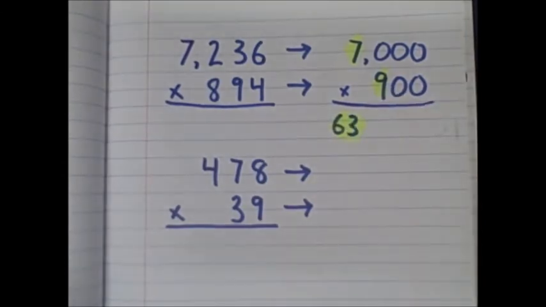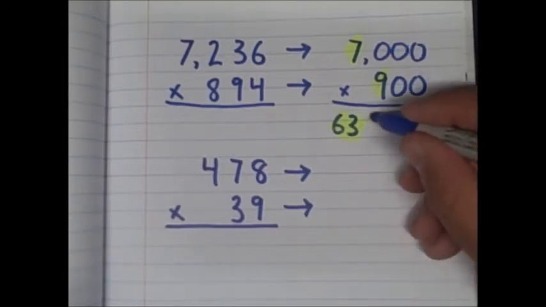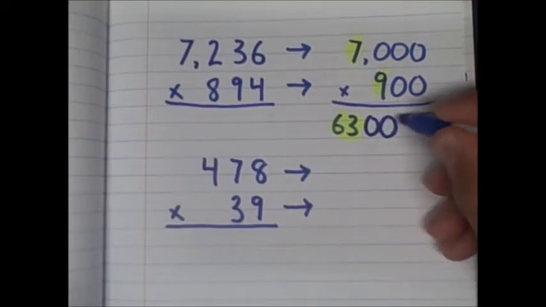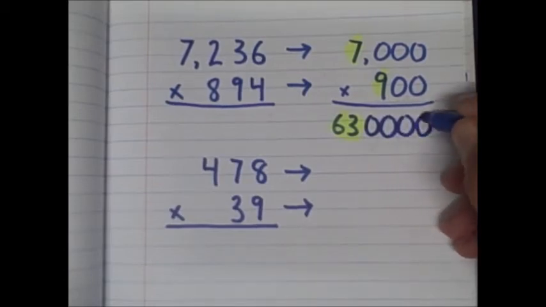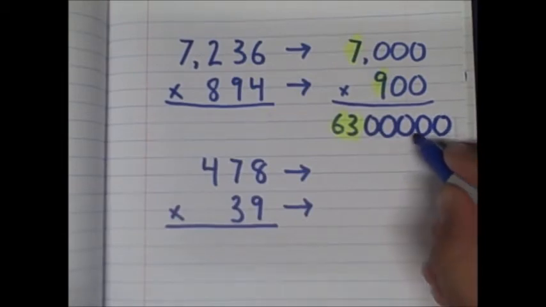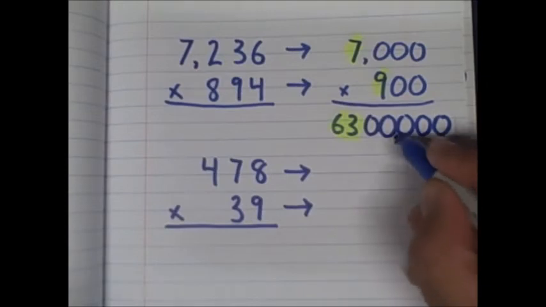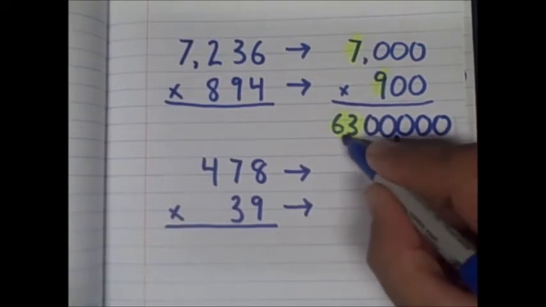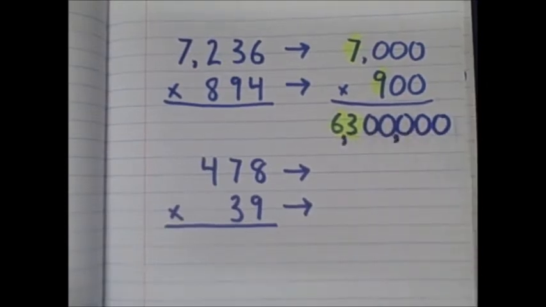Now I'm going to count up my zeros and my factors combined. 1, 2, 3, 4, 5. I'm going to make sure that I carry over that same number of zeros into my final product. Now it's just a matter of placing my commas. 1, 2, 3. And now I'm going to do the same thing for the second number sentence.